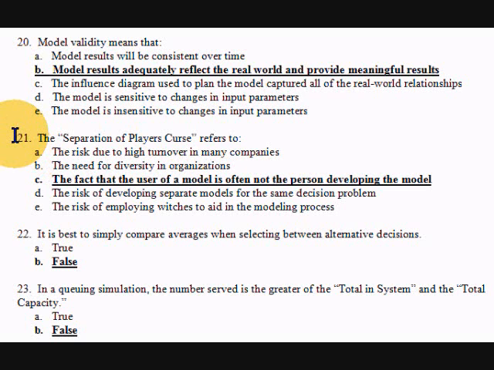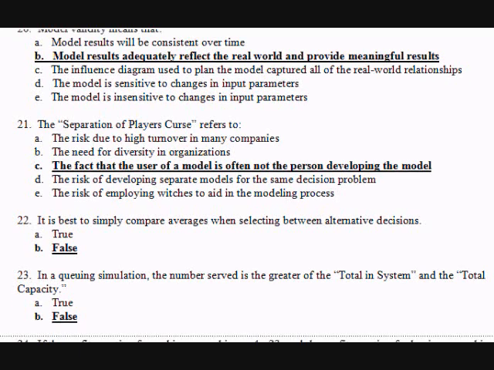Separation of player's curse, we also covered in class, and this is when the person building the model is different from the people using it. This can happen in a lot of cases. Sometimes it'll be the management team. There are problems with people that the model builder has to give the model to, to let them try to use it. It just causes lots of problems in model building. And good model building helps to reduce the separation of player's curse if you do a good job in building it, make it easy to use and clear and accurate, and make a good business case for it.